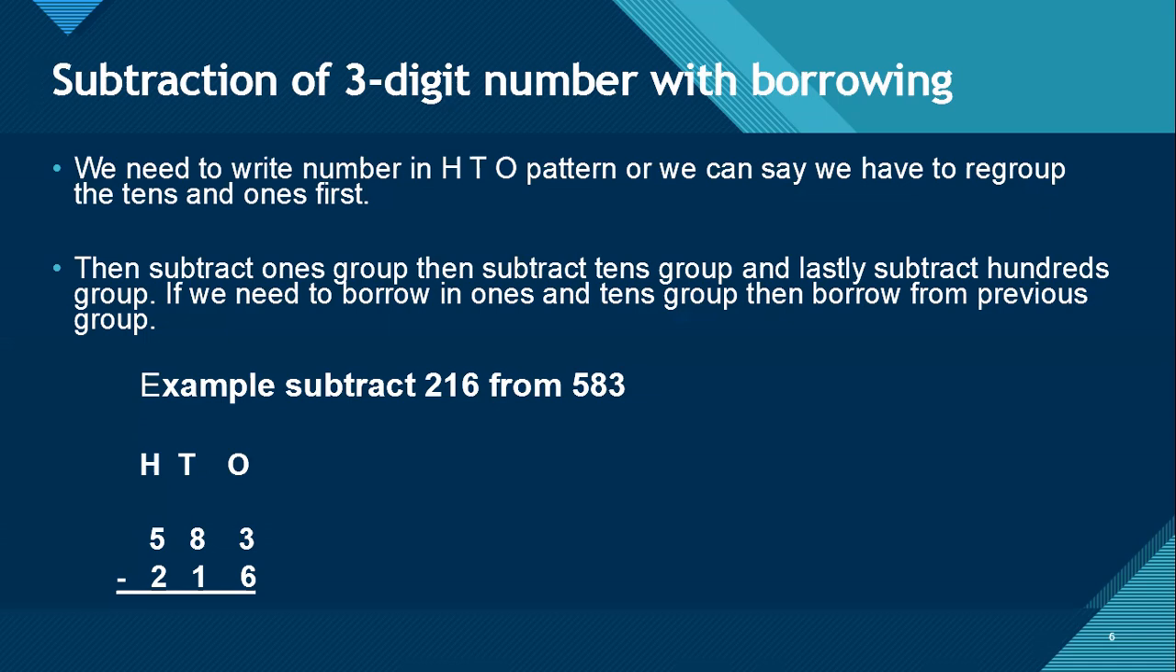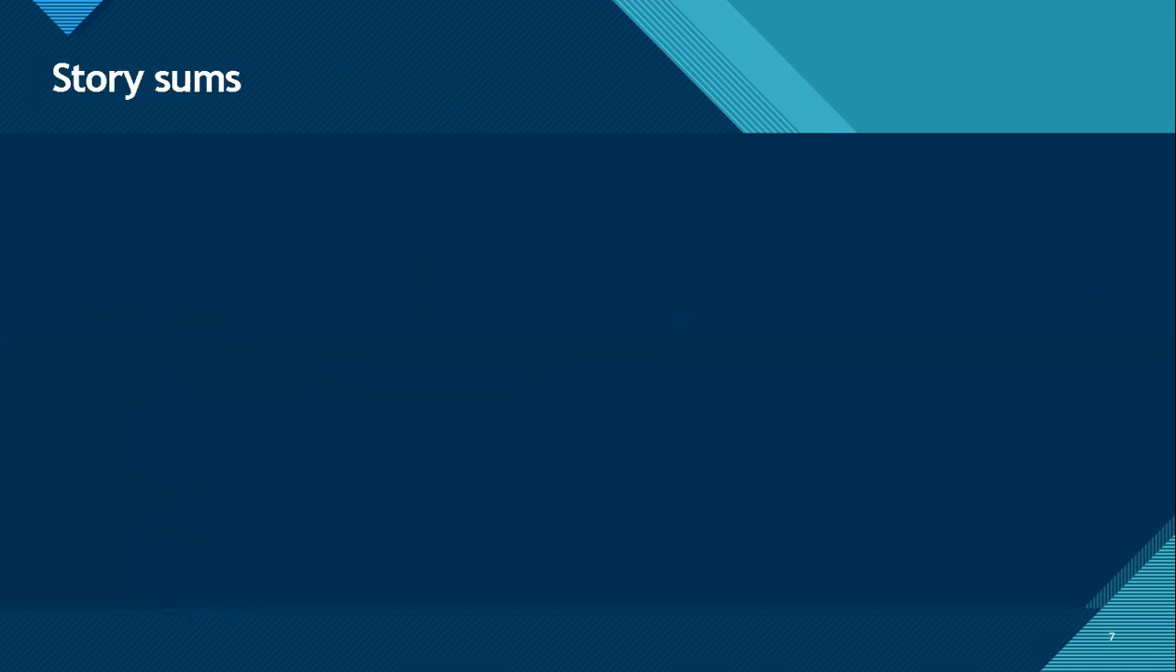So it will become 13 minus 6. Now this 8 becomes 7. Now we have to subtract 1 from the 7. So here you will do the same thing. Then 13 minus 6 will be 7. Then 7 minus 1 is 6, and 5 minus 2 is 3. So here you will get answer 367. Now move to the next topic.